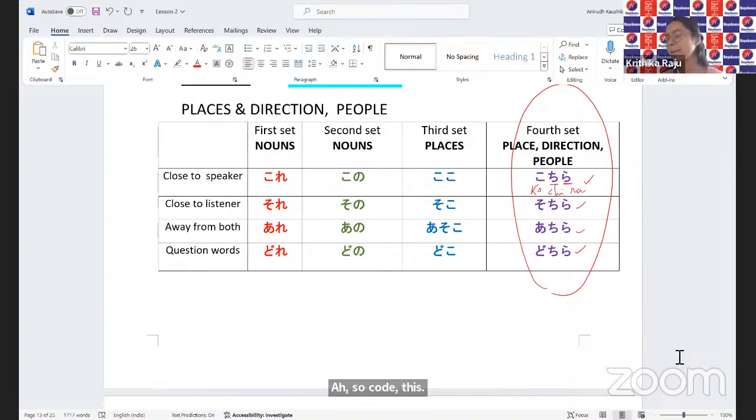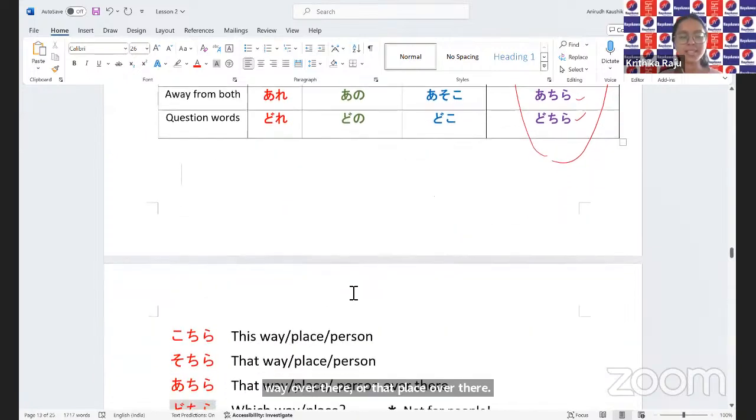Anybody else? One more person and then we can move on to the next. Byoin wa achira desu. Yes. Byoin wa achira desu. It's that place over, or it's that way over there, or that place over there. Okay. All right.